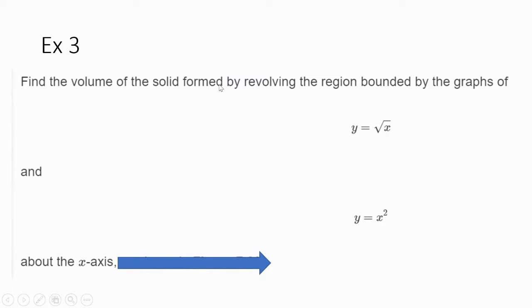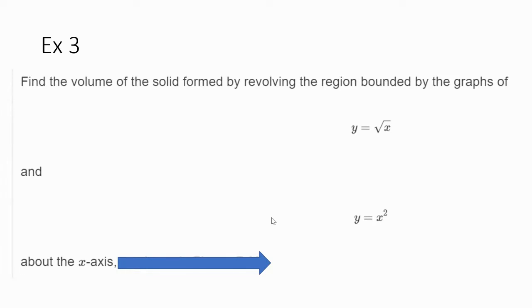But anyway, this is: find the volume of the solid formed by revolving the region bounded by the graphs of y equals the square root of x, which should be familiar from last time, and y equals x squared. We're rotating these about the x-axis. Again, I crossed this out because it says as shown in a figure. I'm not giving you the figure. You are to graph them yourself, but you did that last time. So we're going to wade in and do this.